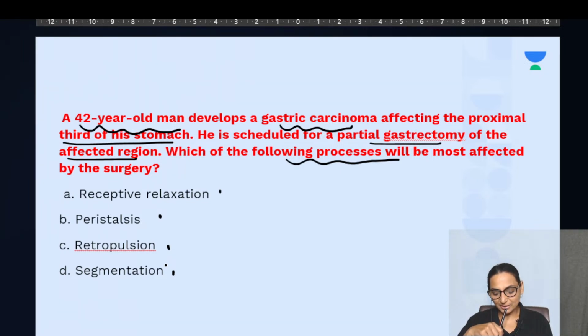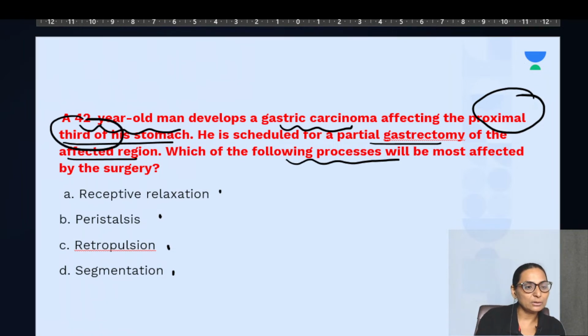Peristalsis. Ayman is saying peristalsis. Anybody coming up with the next answer? आपको क्लू दिया हुआ है बेटा. What is the clue given? The clue given is proximal stomach. Proximal stomach. No, Minu. Now this is what we need to learn.